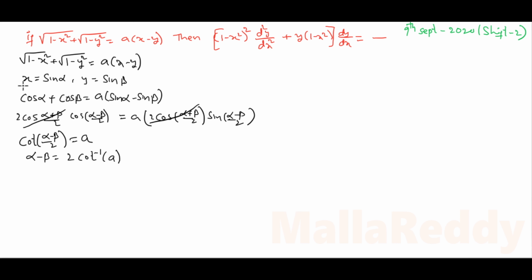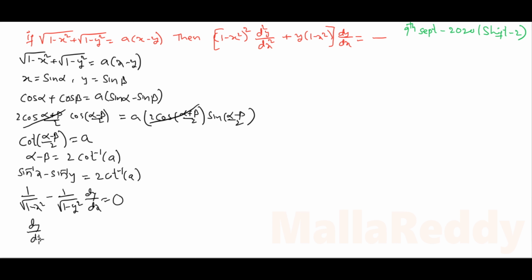Alpha value from this equation, alpha is sin inverse x. So sin inverse x minus sin inverse y is equal to 2 cot inverse of a. Now take differentiation on both sides. Derivative of sin inverse x is 1 by root of 1 minus x square, minus derivative of sin inverse y, 1 by root of 1 minus y square into dy by dx, is equal to the right hand side. This value is constant, derivative of that value is 0. From this equation dy by dx is equal to under root of 1 minus y square by 1 minus x square.